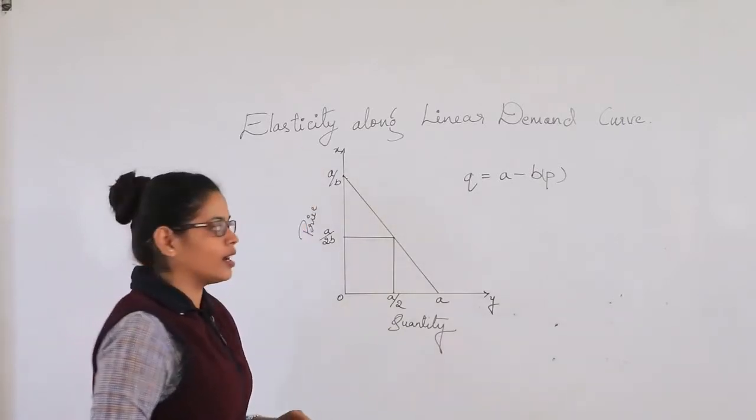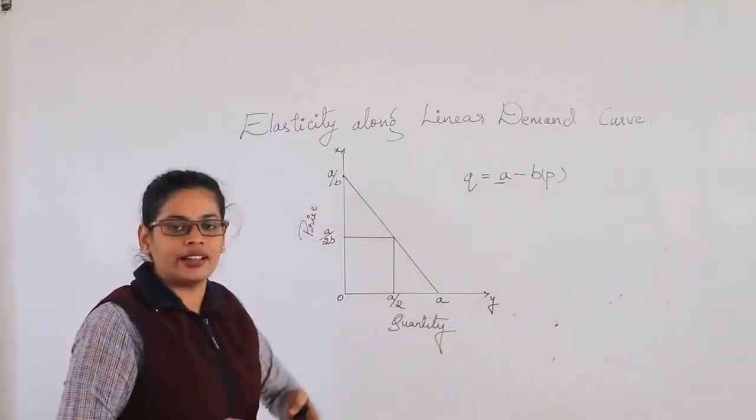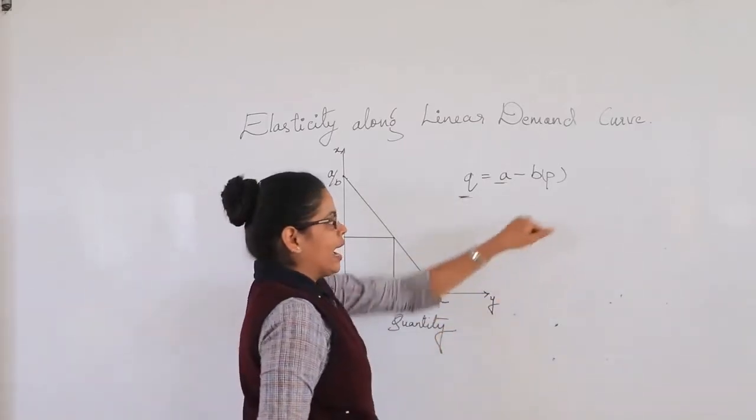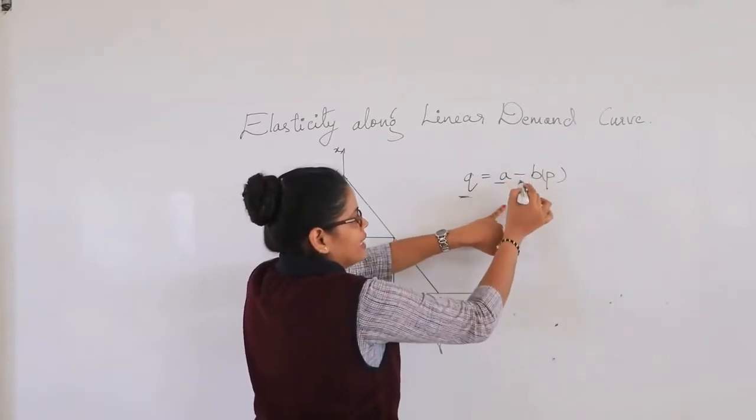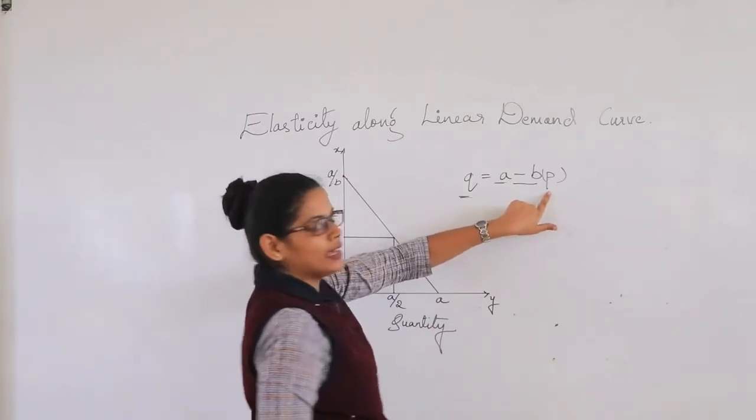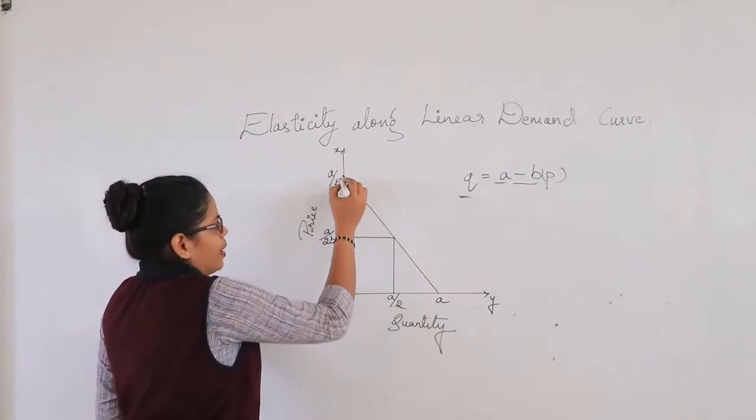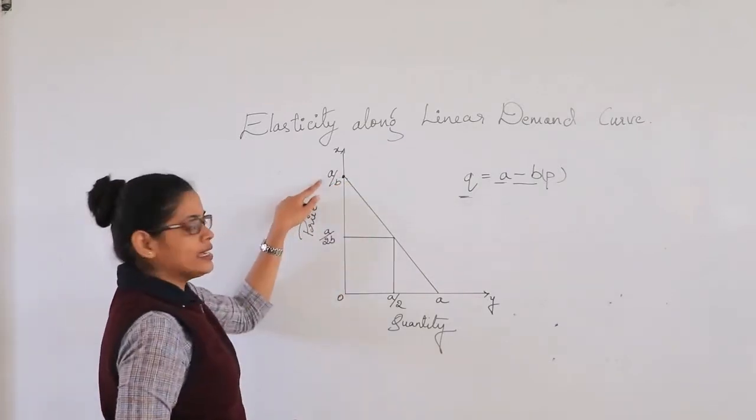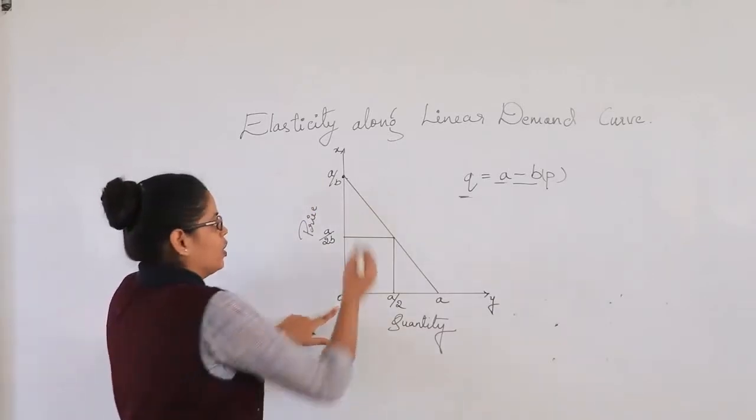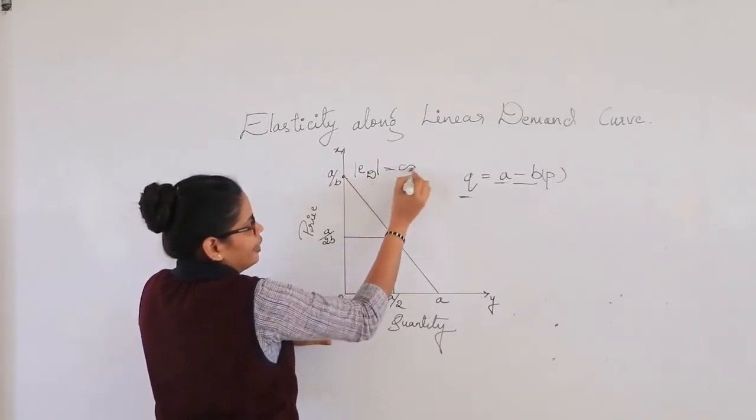So we have seen all the factors which were affecting the quantity and the price in the market. Q is the quantity demanded, minus B tells us the slope of the demand curve, and P is referred to as the price. When we talk about the point at the price A by B, the quantity demanded will be 0. That's the reason the elasticity of demand will be infinity there.